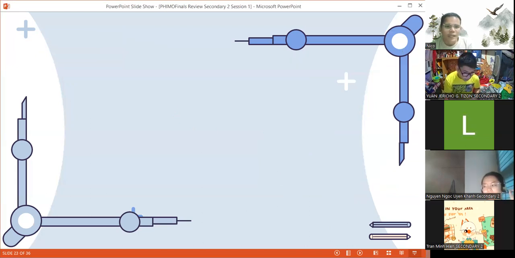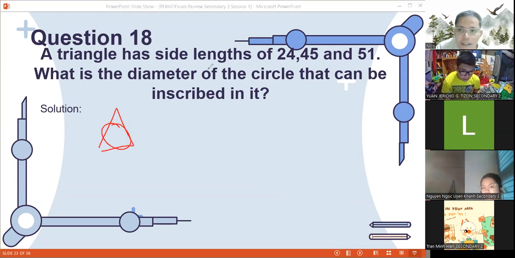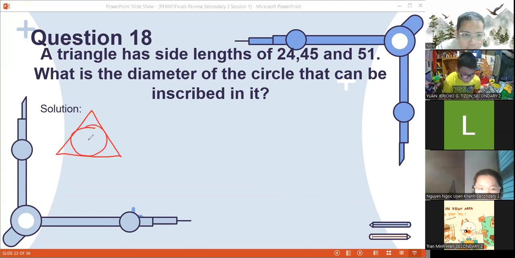Okay, let's have number 18. A triangle has side lengths 24, 45, and 51. What's the diameter of the circle that can be inscribed in it? So you have a triangle and then you have a circle inside it. It would look like that. So it's very easy. For example, if you have a triangle, then you have a circle inscribed in it. This one is R. How do we solve for R?